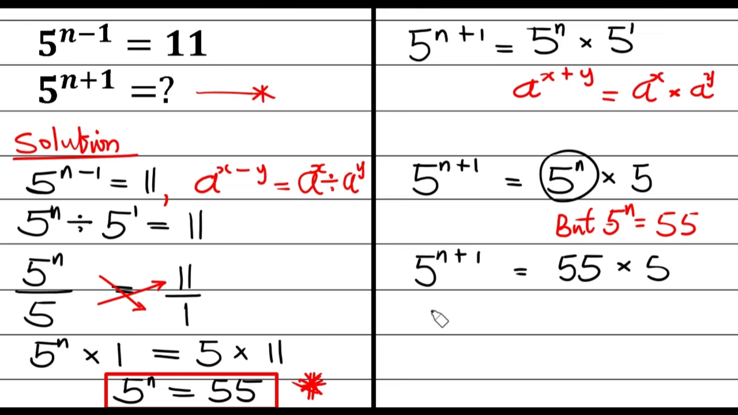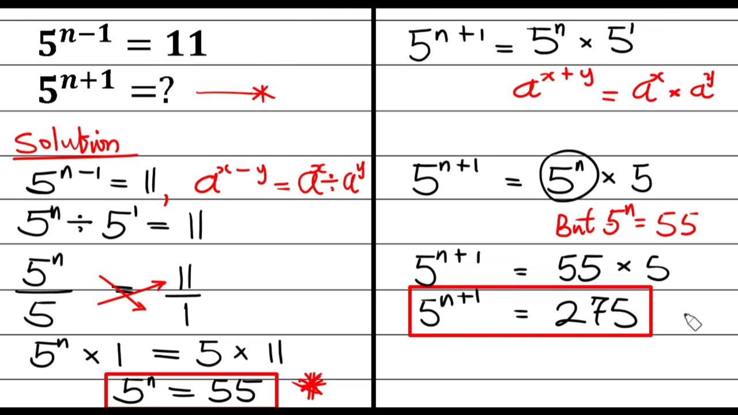At the end of the day, I can boldly say 5 raised to the power of n plus 1 equals 55 times 5. That is going to be 275. Definitely, this is my final answer, which is what the question says we should find.